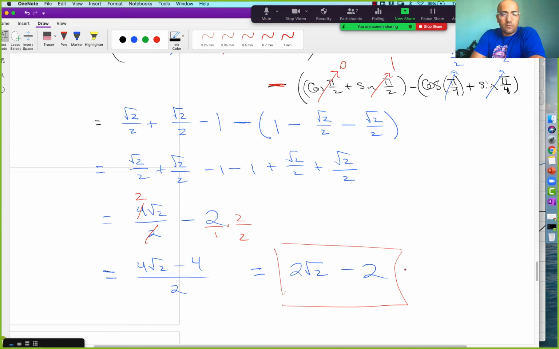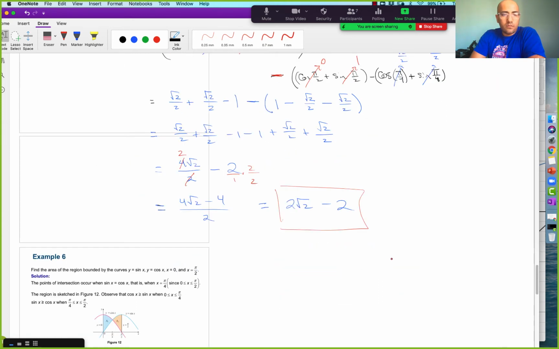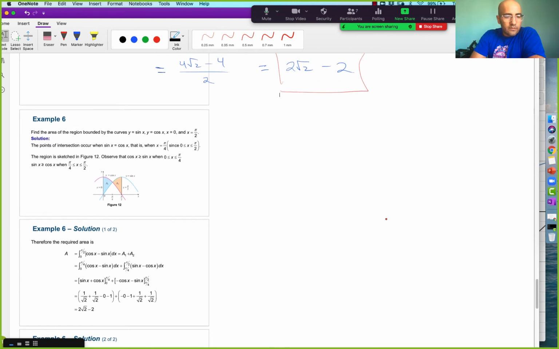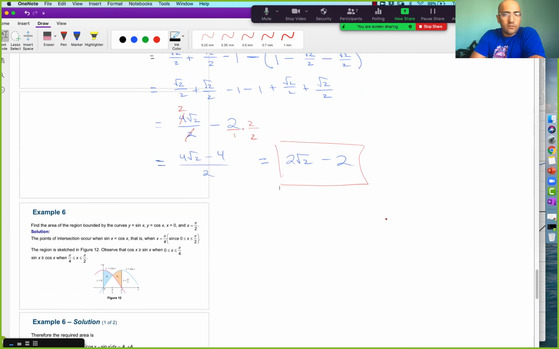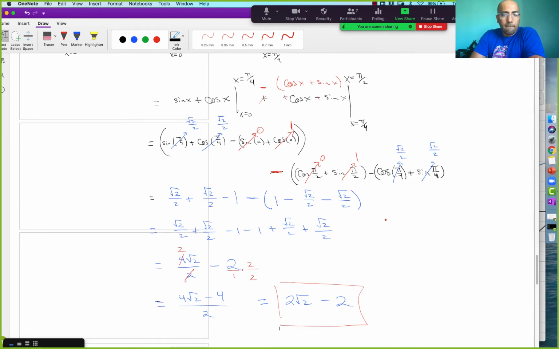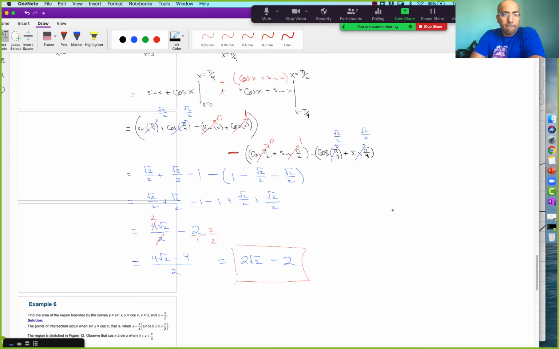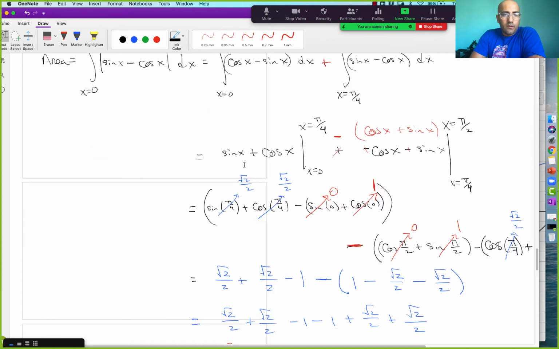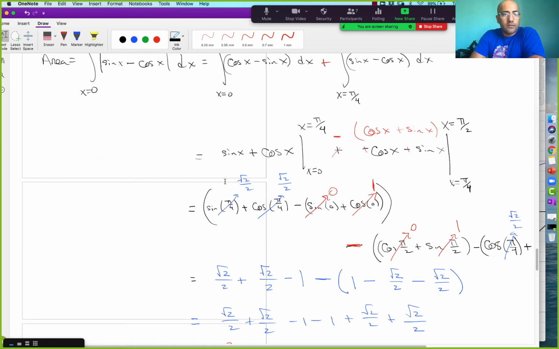Good. Questions? Can I match up with, yeah, 2 root 2 minus 2. Good. So match with the author. Zoom out a little bit. Whoa, zoomed out way too much. Zoomed in too much. This thing's annoying.